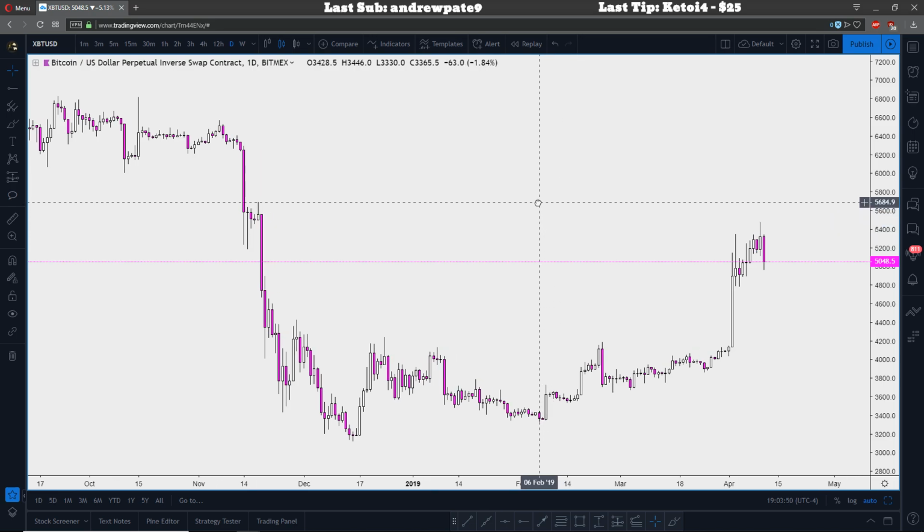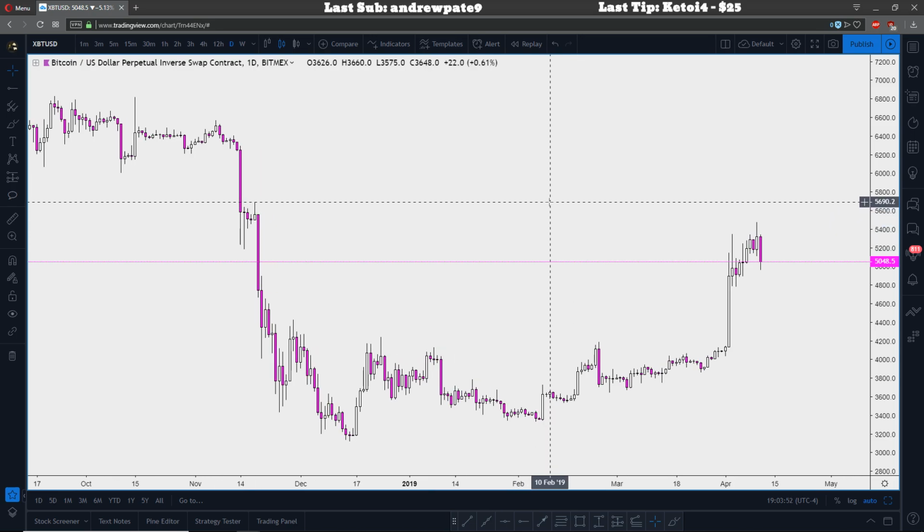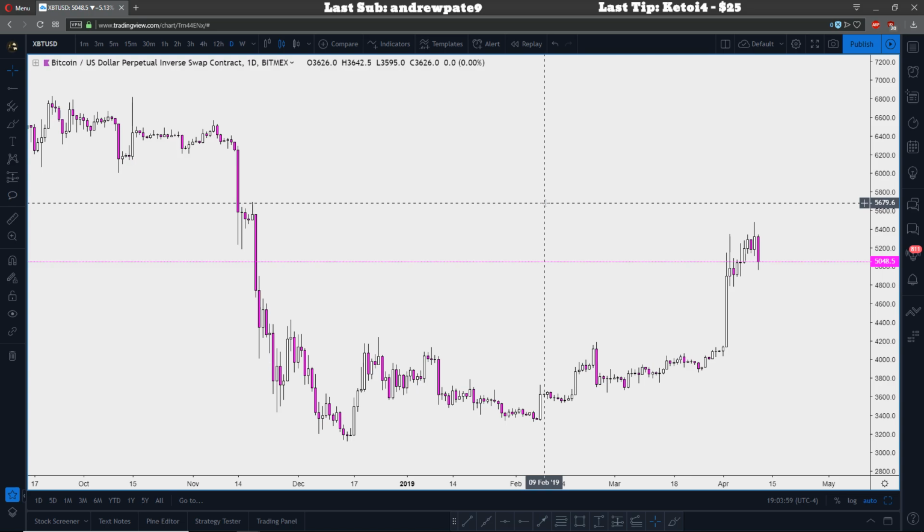This video is going to be a short video on what I use for my support and resistance and how you find these key levels on a chart very easily.